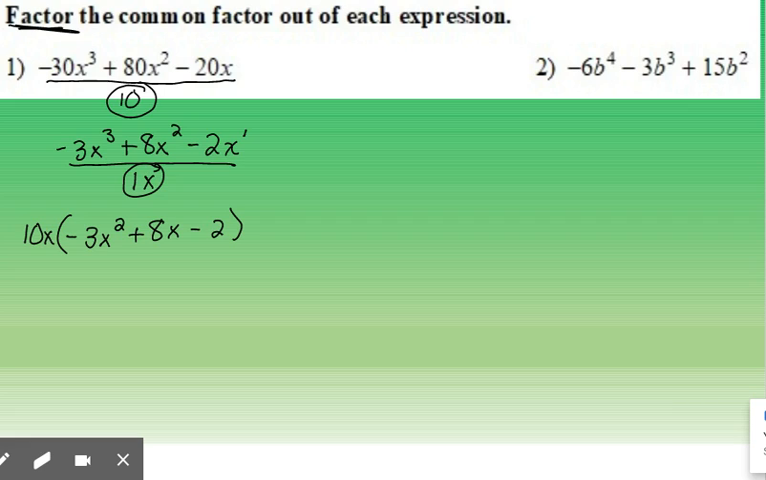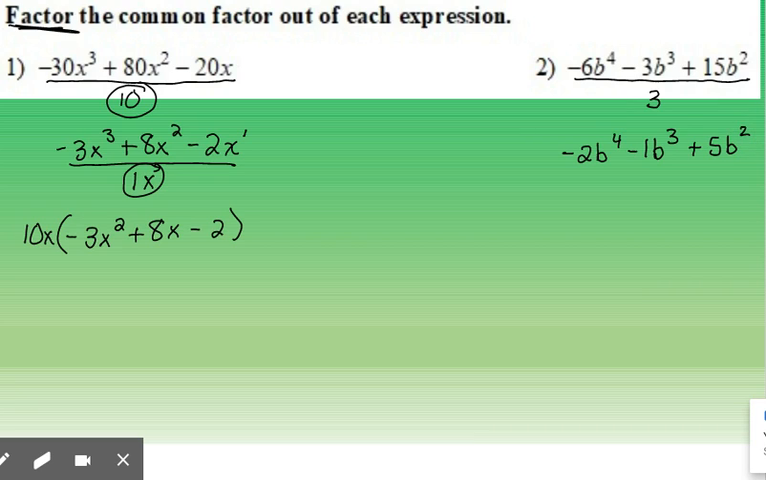Okay, let's go ahead and look at one more for this one. Look at all 3 of those. Negative 6, negative 3, and 15. And I can divide all 3 of those by the number 3. So negative 6 divided by 3 is negative 2. Negative 3 divided by 3 is negative 1. And 15 divided by 3 is positive 5.